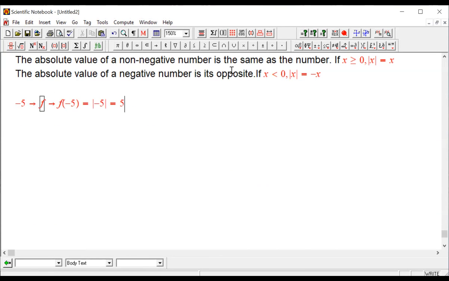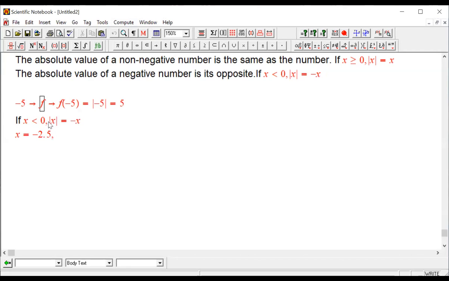Okay, so let's look at some examples to see if this works. Does it work? The absolute value of -5 is 5. So now if x is less than 0, I'm going to choose a number less than 0, say x equals -2.5.